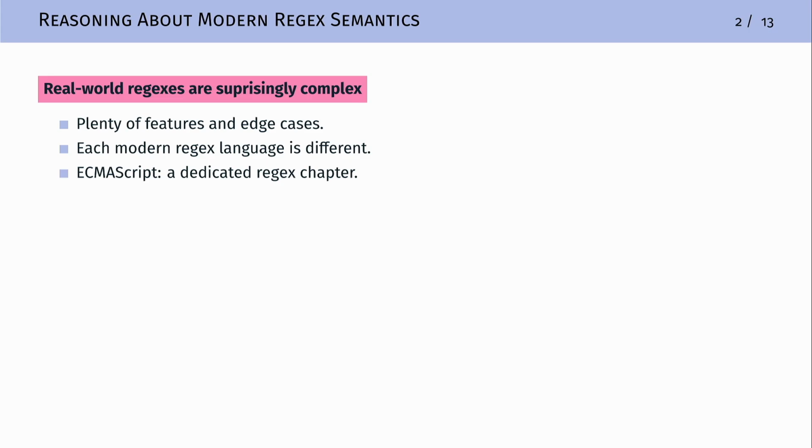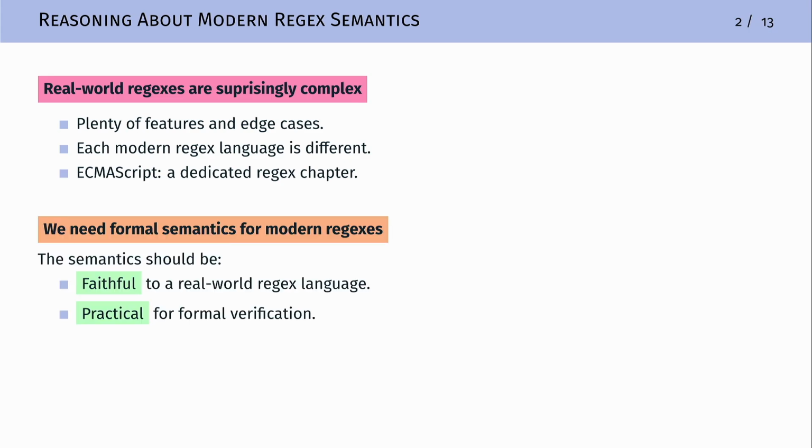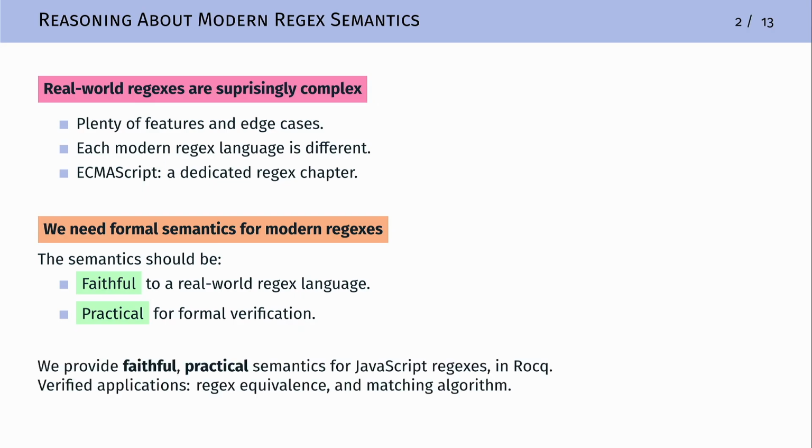So if we want to reason about those modern regex semantics and those modern regexes, we would need semantics that are both faithful to a real-world regex language, with all of its subtleties, and that are also practical for formal verification. And this is precisely what we do in this work. We provide faithful and practical semantics for JavaScript regexes that we mechanize in Rocq. And to show how practical they are, we provide multiple applications. We formally verify some regex equivalences, and we verify a matching algorithm.